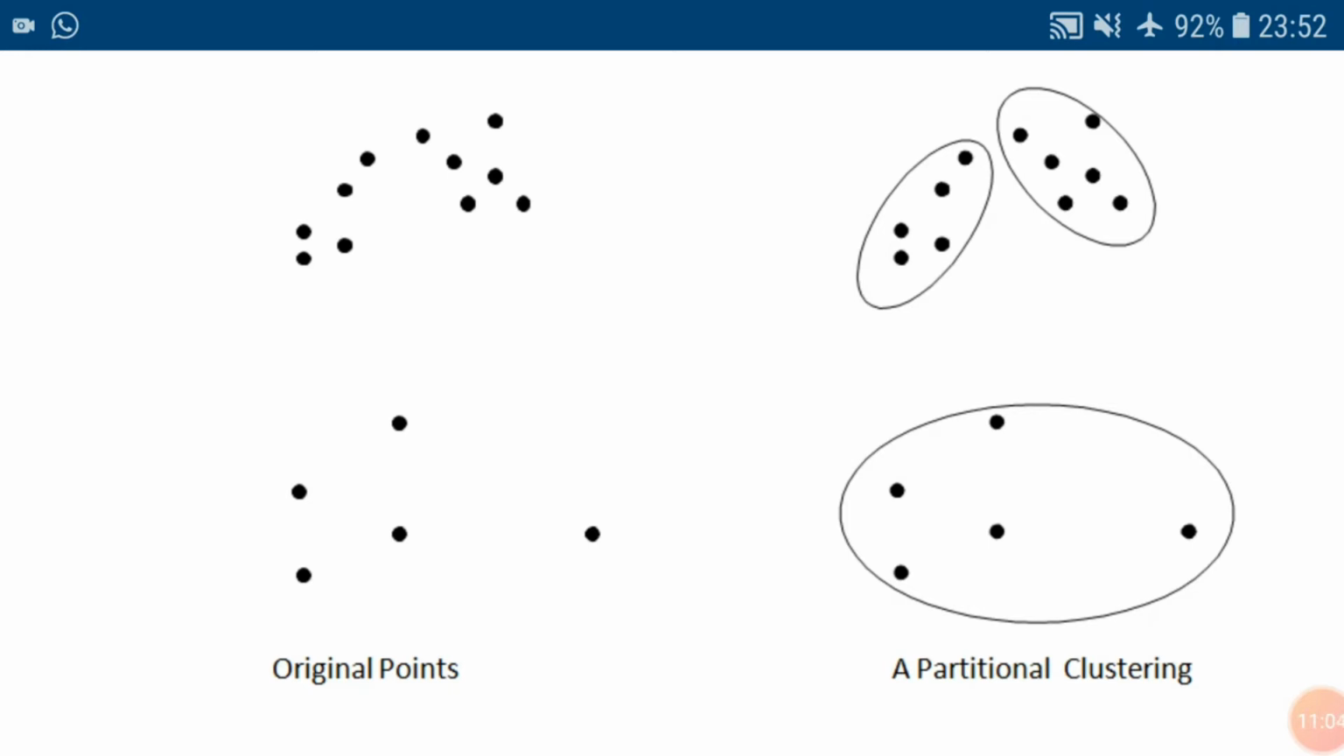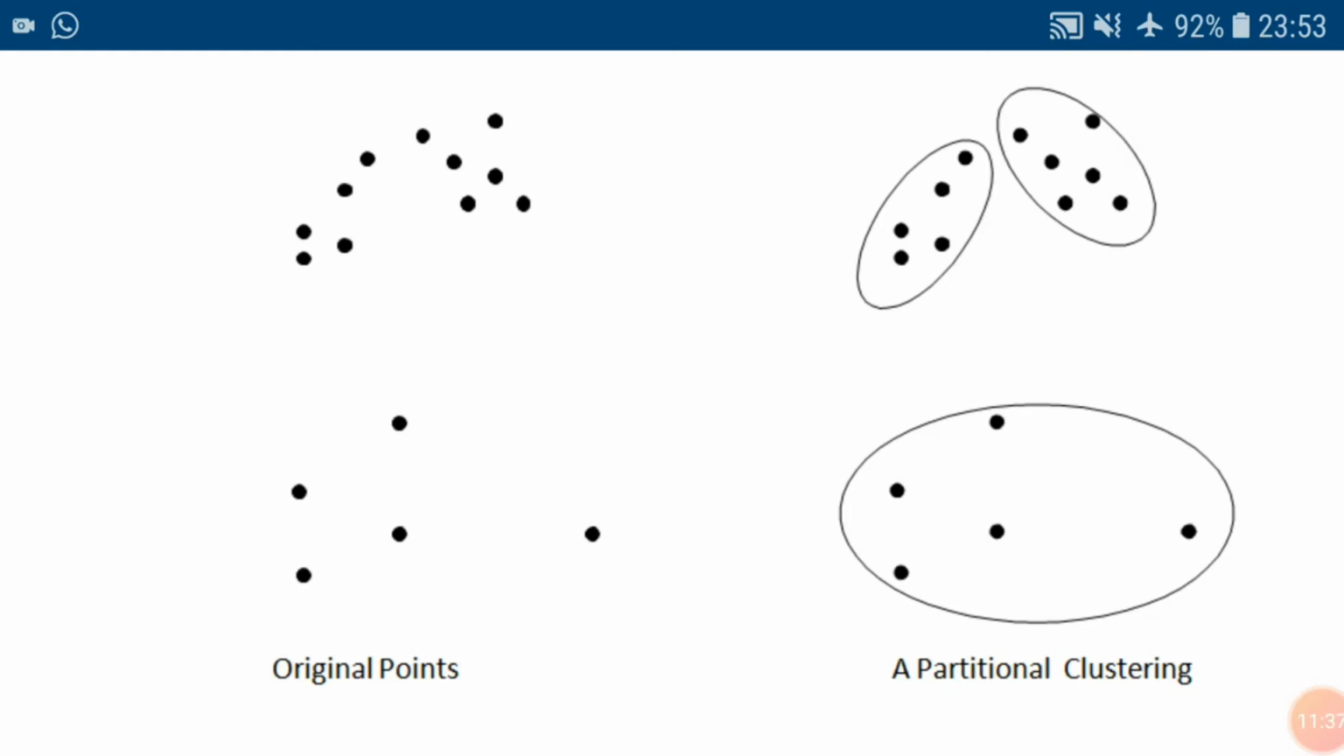In cluster 1 we have 5 data elements. Cluster 2 has 2 plus 2, 4 plus 2, 6 data elements. In cluster 3 we have 5 data elements. In cluster 1 the 5 data elements are related to cluster 1 only. In cluster 2 also, the 6 data elements are related to cluster 2 only.